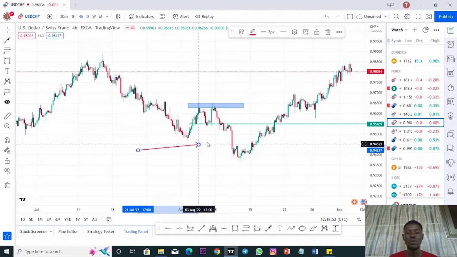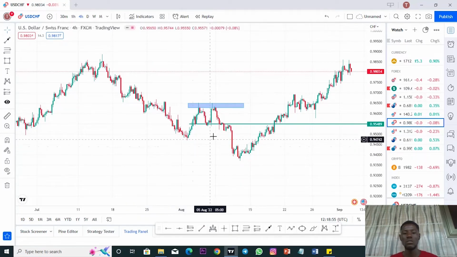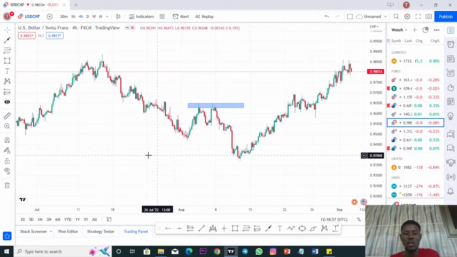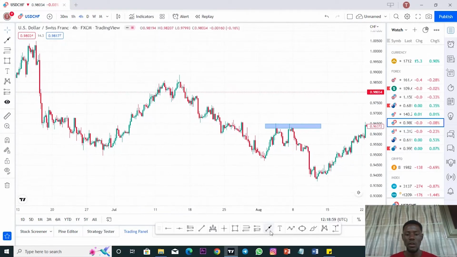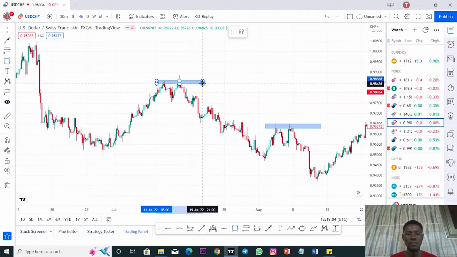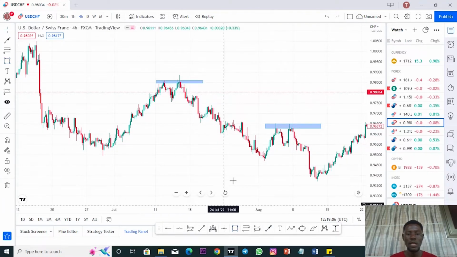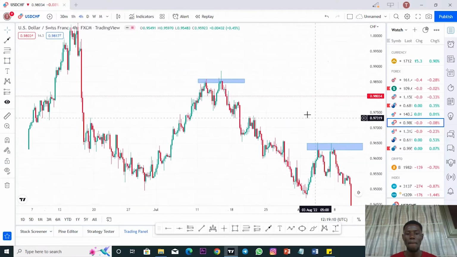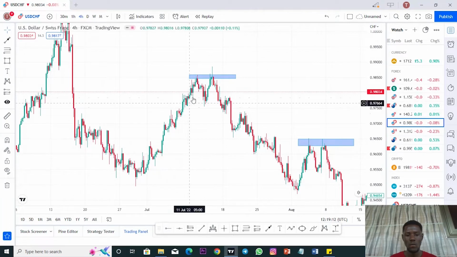So this is how I trade my double top pattern. Let's look for another scenario. Okay, we have another scenario here, another double top also created here, and here is our neckline.